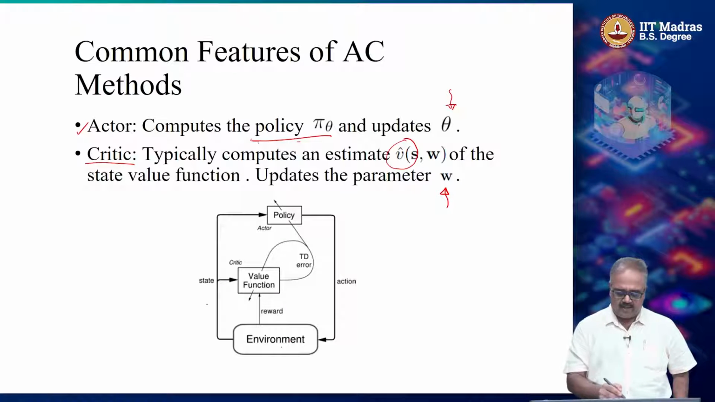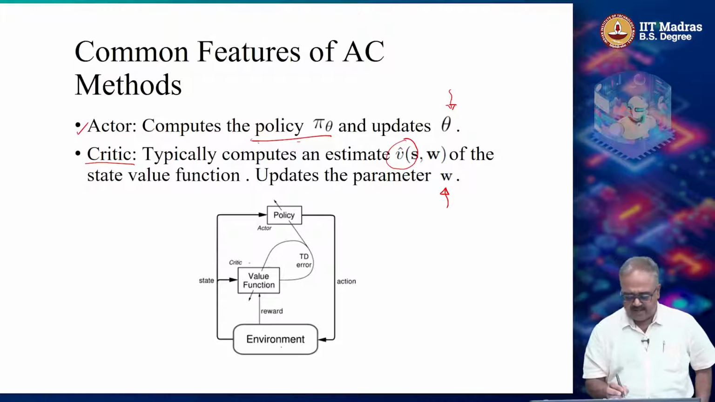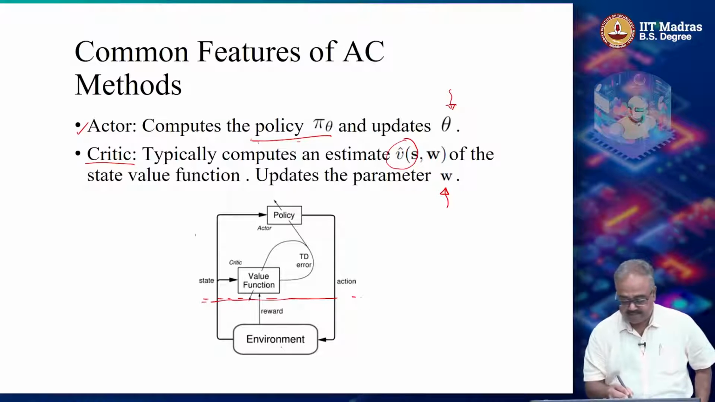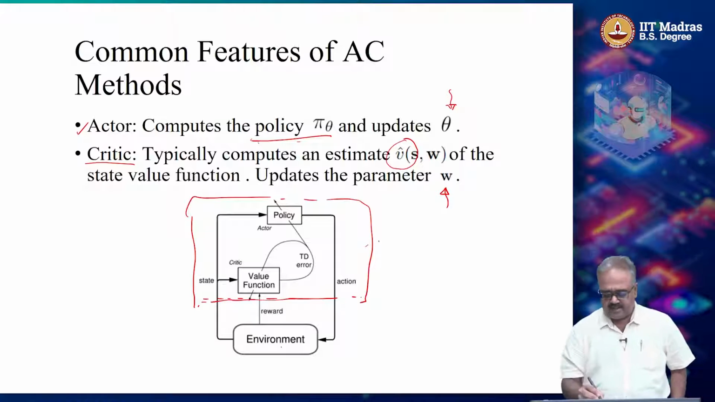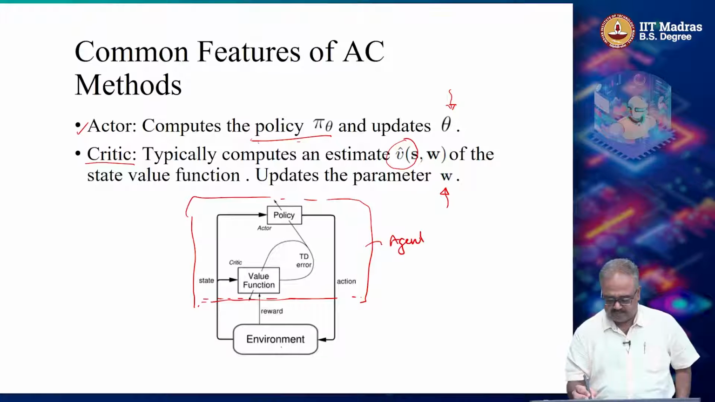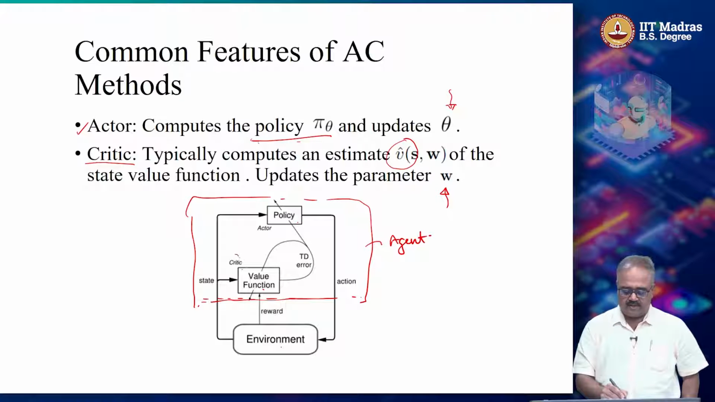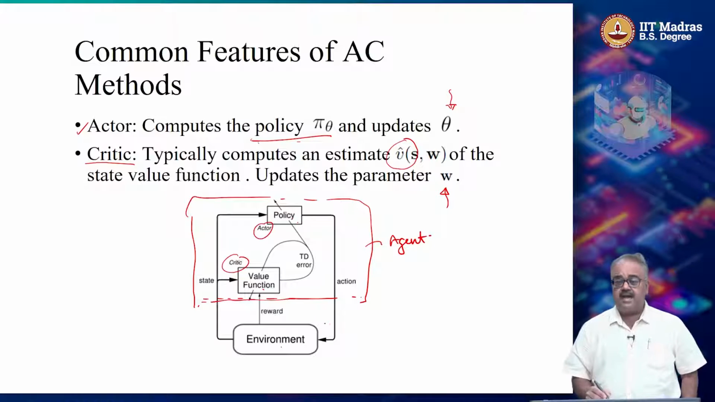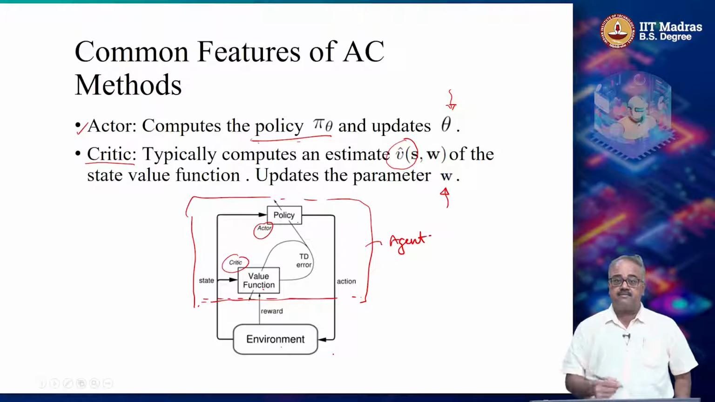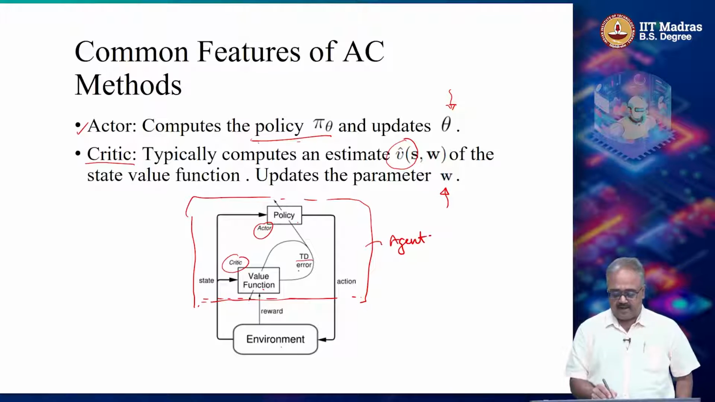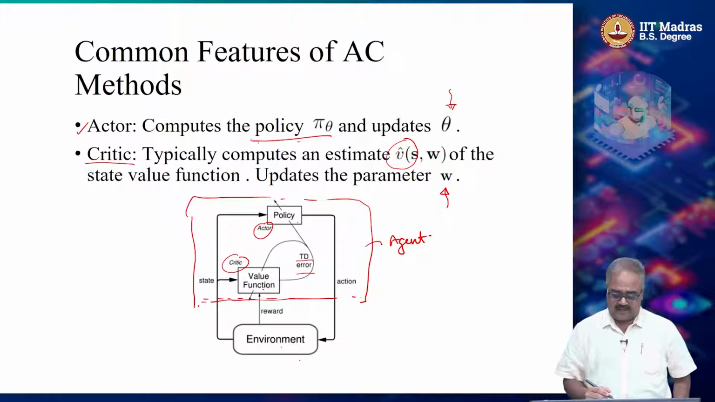You have an environment and then you have an agent. The agent has both a critic, which gives you the value function, as well as the policy, which is the actor. The critic and the actor are both part of the agent, and as we will see in a bit, both of these are trained using the TD error.